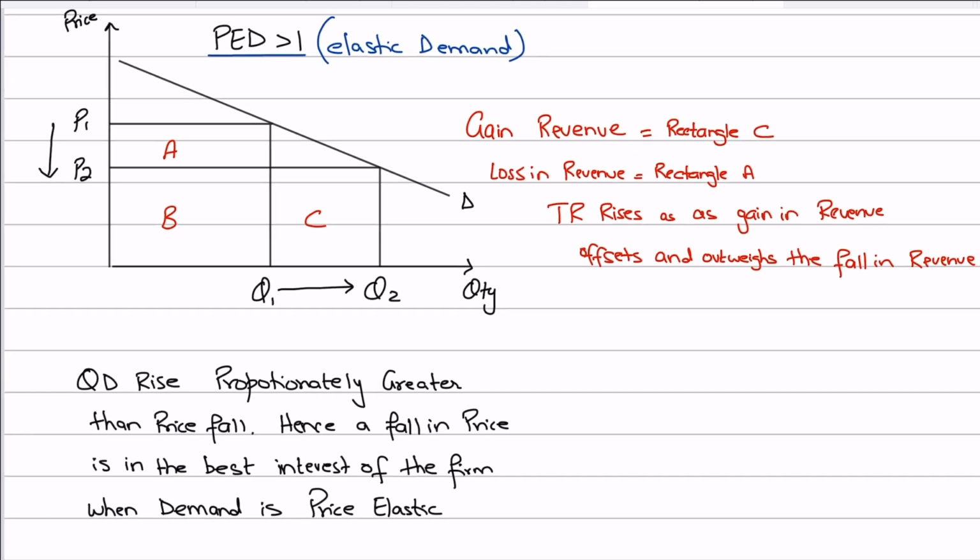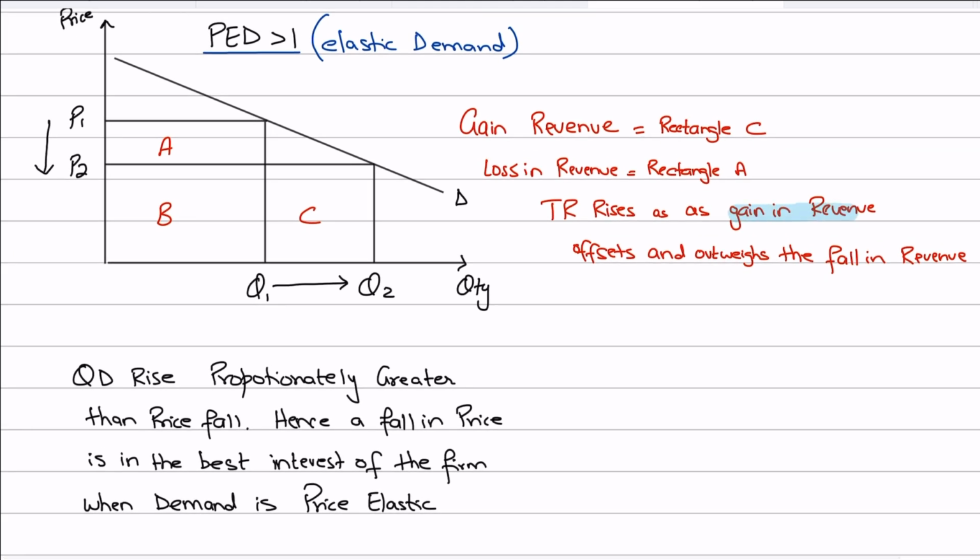So total revenue is rising because the gain in revenue, write this down, this is what you need to write, that a gain in revenue offsets and outweighs the fall in revenue, simply because it's the quantity demanded that rises proportionately greater than the price fall. And hence what we concluded is that a fall in price is in the best interest of the firm when demand is price elastic.